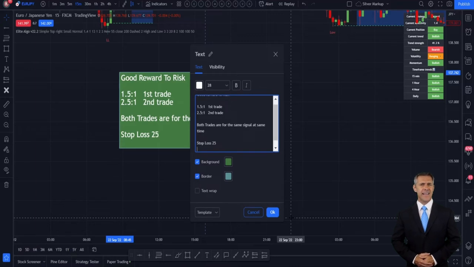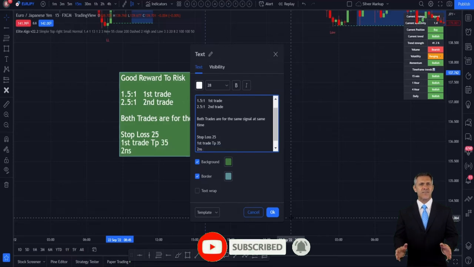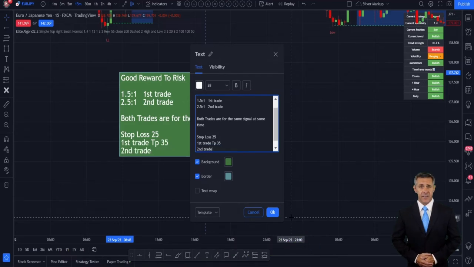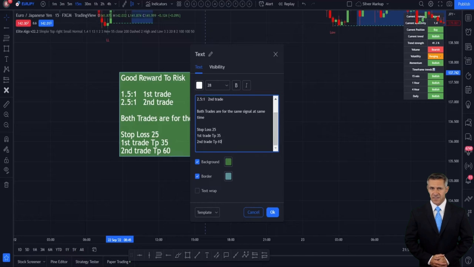The first trade's take profit would be 35. The second trade's take profit would be 60. So that's where I like to go within that system, and actually 65 is the correct number. So 35 and 65.